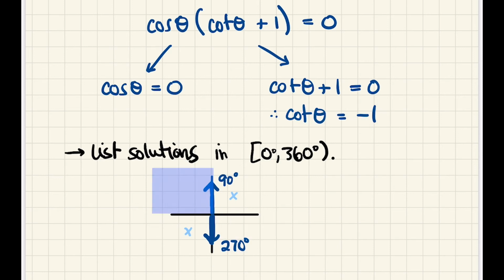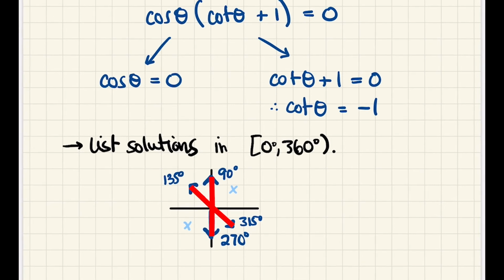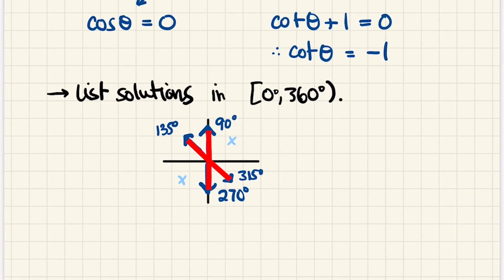Okay, well, in the second quadrant, we know that angle is right in the middle here, and that would be an angle of 135 degrees. And in the fourth quadrant, it will be the angle with the same reference angle, a reference angle of 45 degrees, and that would be 315 degrees. So these four solutions are the four solutions to the original equation that are between 0 and 360 degrees.